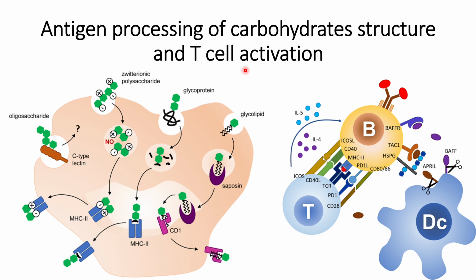In this way, the antigen processing of carbohydrate structures happens, and this is how the T cells and dendritic cells activate the B cells, which triggers the immune response against those foreign carbohydrate structures. So that's all for this video.